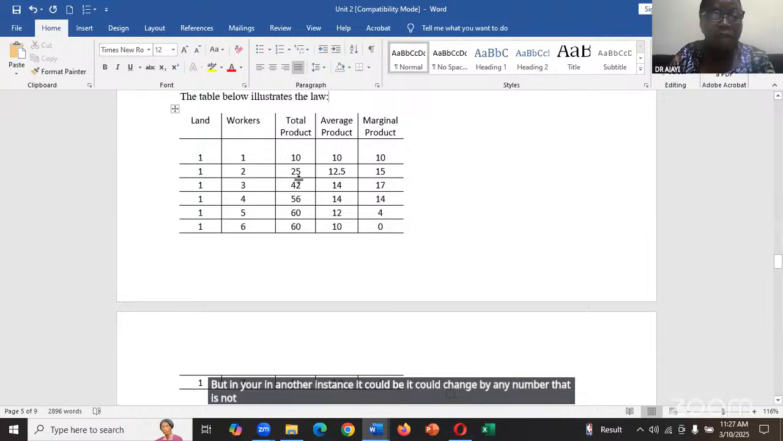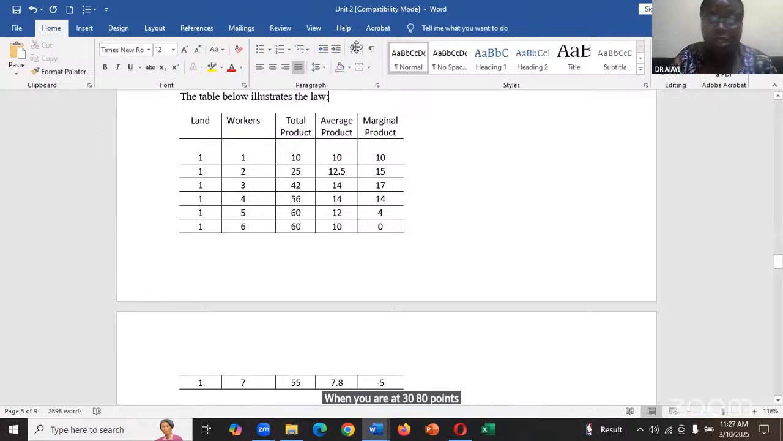But what we have here, you have total products as given, but a point will be reached. It's just like in the theory of consumer behavior, where you try to identify when you are at the satiety point.